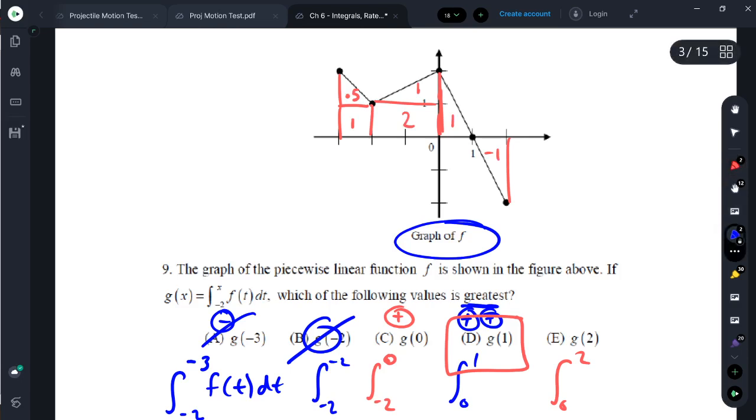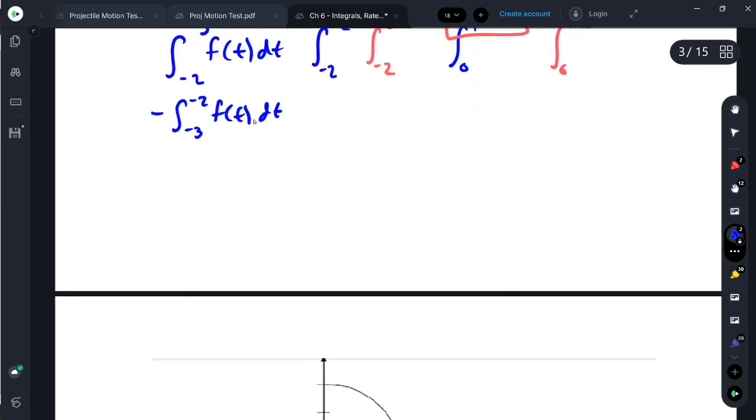And so if we did that, we would have gotten -1.5, 0. This would have been 3. This would have been 4. And this would have been 3. So you can see that d is the greatest.